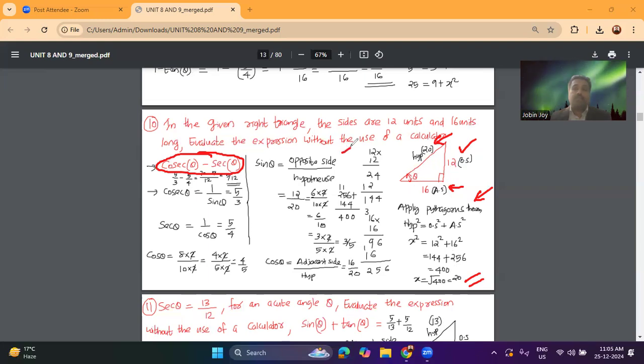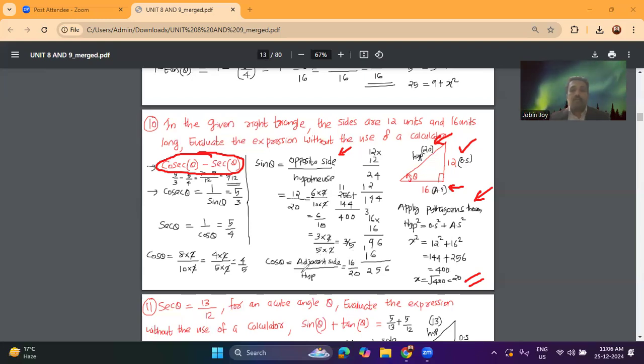So I can calculate sine theta. Sine theta is equal to opposite side by hypotenuse. That means 12 divided by 20. You can simplify it so that you will get 3 by 5. You can write 12 as 6 into 2, and 20 as 10 into 2, so that you can cancel 2 and 2. So you will get 6 by 10. Then again, you can write 6 as 3 into 2, and 10 as 5 into 2. Then again, you can cancel 2 and 2. So after simplification, you will get 3 by 5. So sine theta is equal to 3 by 5.